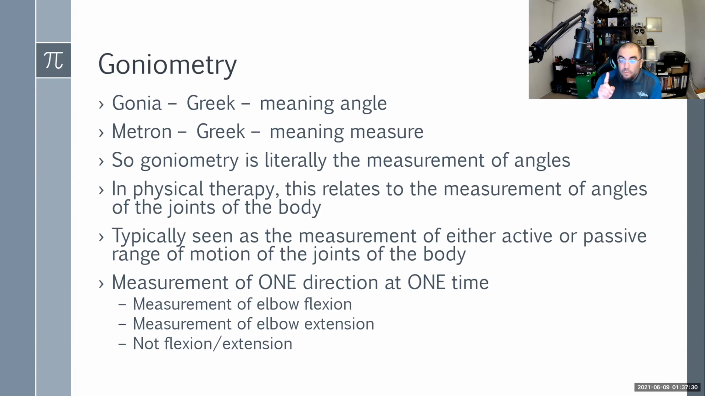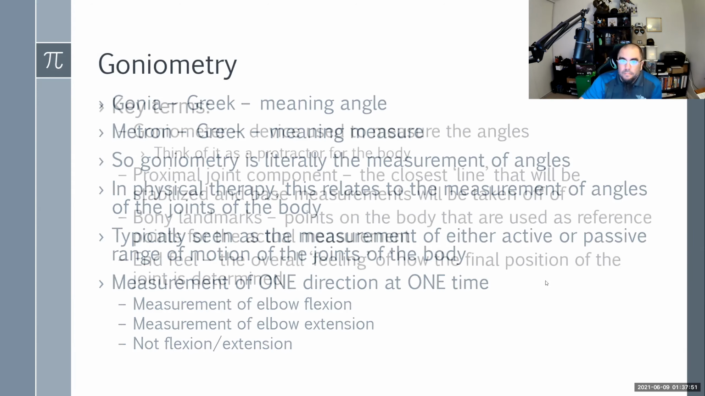It's the measurement of one direction at one time. So it's the measurement of elbow flexion or the measurement of elbow extension. It's not the measurement of elbow flexion and extension. You're measuring one direction at one time, right? So we're going to have one measurement for elbow flexion. We'd have one measurement for elbow extension.